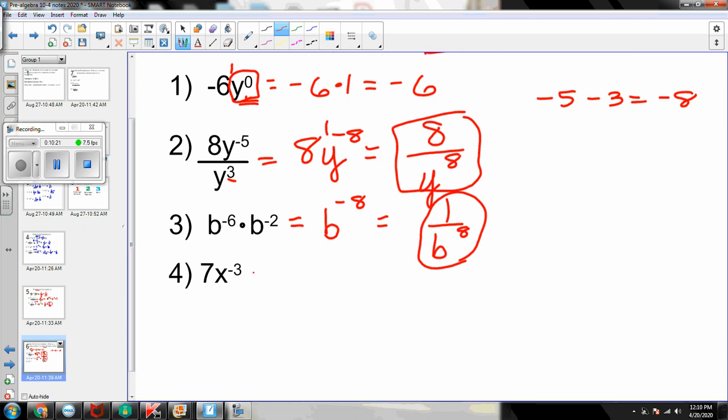All right, looking at number 4. This 7 is really to the first power. Since there's not an exponent, it's really to the positive 1 power. So the 7 stays in the numerator. It doesn't move. But x has a negative exponent, so it moves to the denominator, and when I move it, it becomes x to the positive 3. So my answer would be 7 over x to the 3rd.